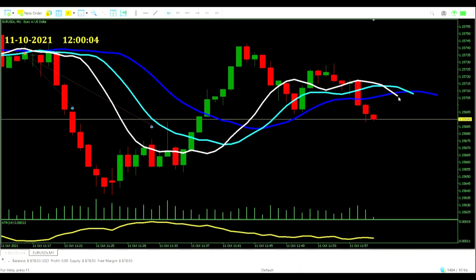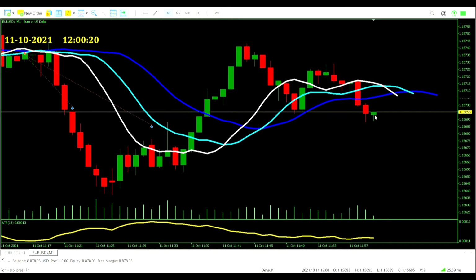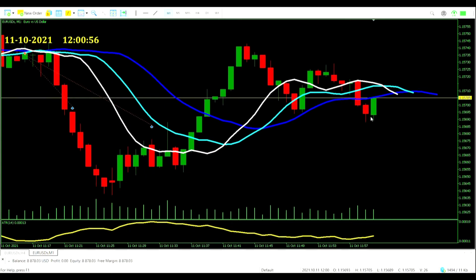Clock rolls over 12 o'clock and we've got the lips and the teeth both simultaneously crossing the jaw. If this is a close, we are back in. ATR currently showing 1.3. That might increase by the end of the candle, so we'll wait a second on that. A few seconds until the close here. We are going with 1.3, so 3.9 to the stop loss.